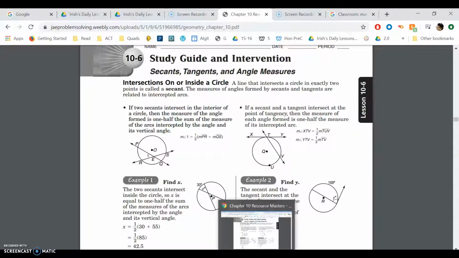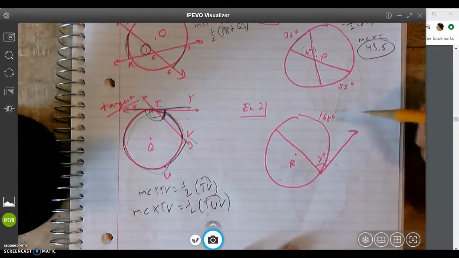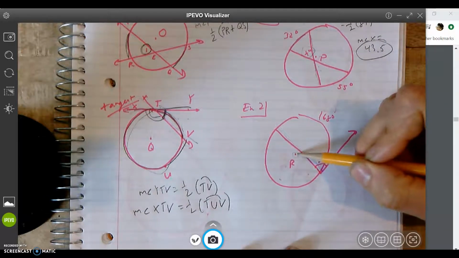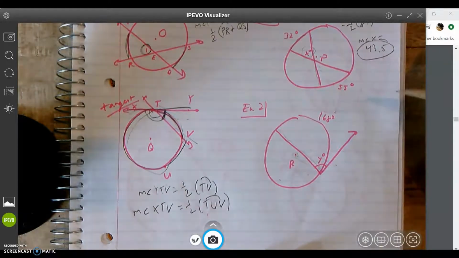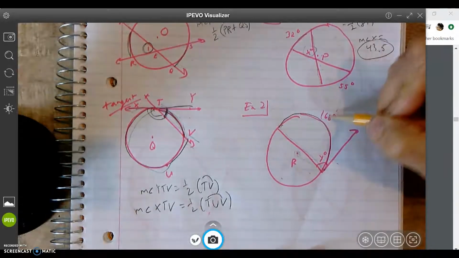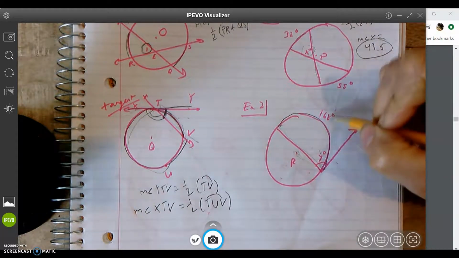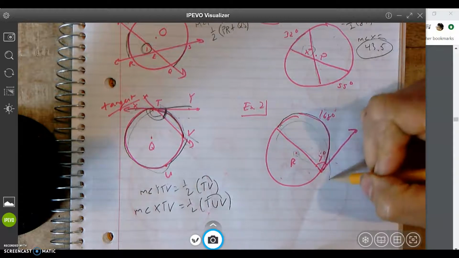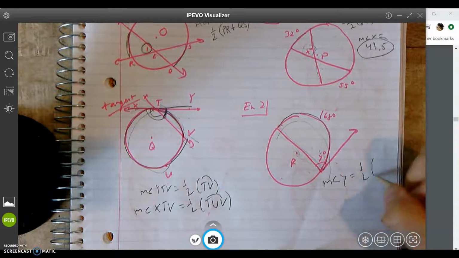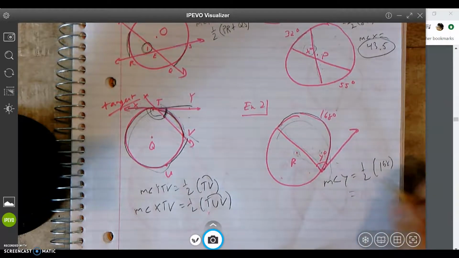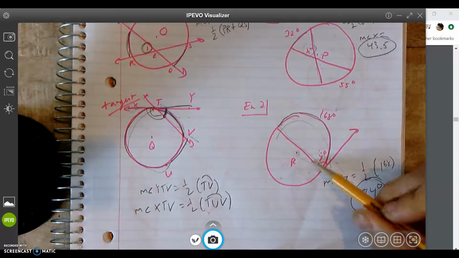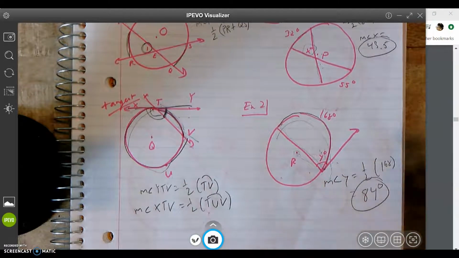All right, so this is not a right angle because it doesn't go through the center. If this were a radius, then it'd be a right angle. That's the same as last lesson. So we know this angle, and we have this corresponding arc, which is 168. So angle Y is going to be 1/2 of 168 because that's the corresponding arc there. The measure of angle Y equals 1/2 168. And 1/2 of 168 is 84 degrees. Yeah, that looks about right because that's almost a 90-degree angle. All right, nice.